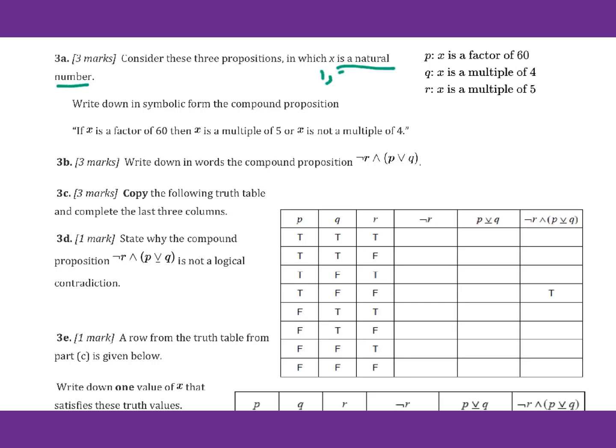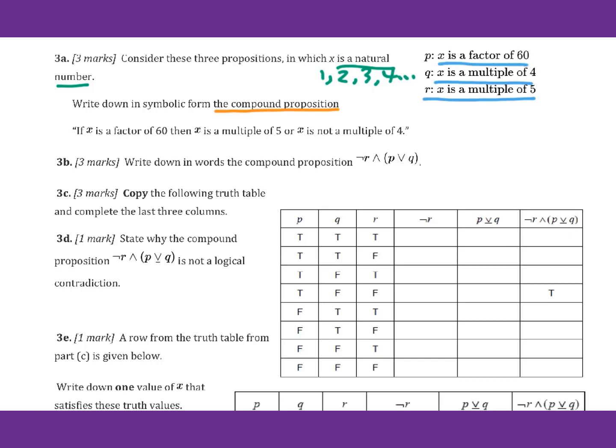That means 1, 2, 3, 4. Keep going. Write down in symbolic form the compound proposition. If x is a factor of 60, then x is a multiple of 5, or x is not a multiple of 4. For P, x is a factor of 60, Q, x is a multiple of 4, R, x is not a multiple of 5. Let's check this compound proposition.